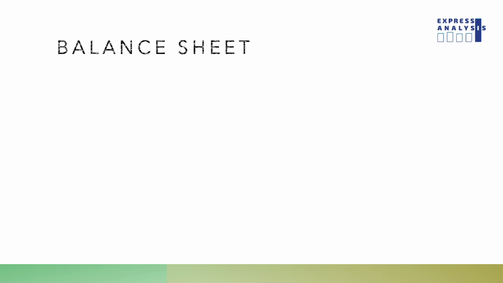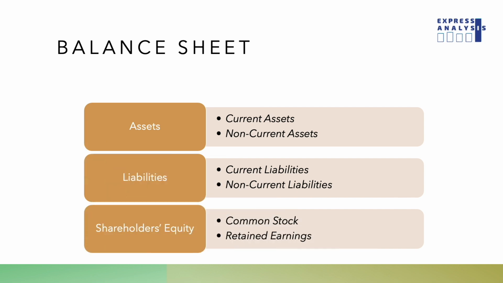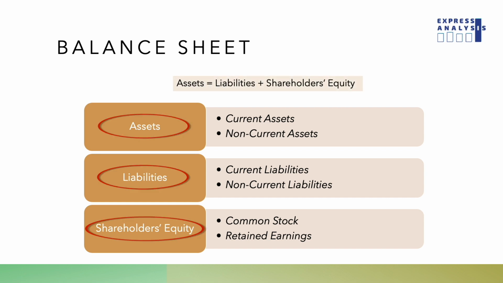The balance sheet offers a snapshot of a company's financial position at a specific point in time, detailing what the company owns, assets, what it owes, liabilities, and the shareholders' equity, the difference between assets and liabilities. The balance sheet follows the basic accounting equation. Key components of the balance sheet include assets. These are resources owned by the company that are expected to provide future economic benefits.